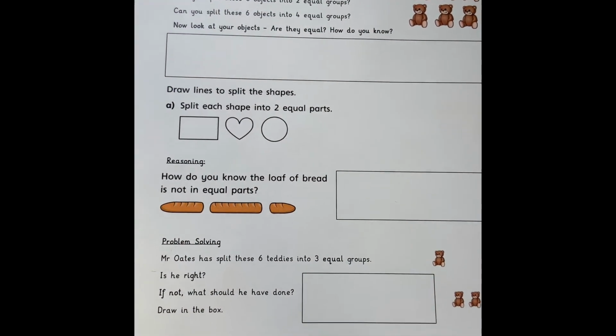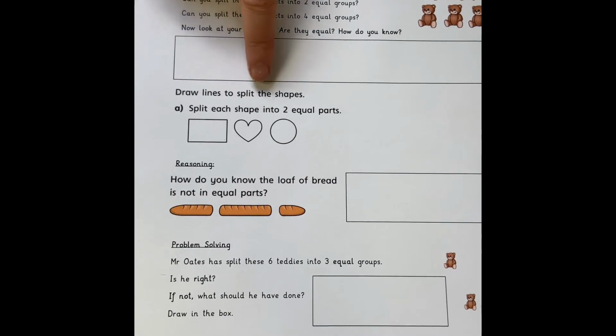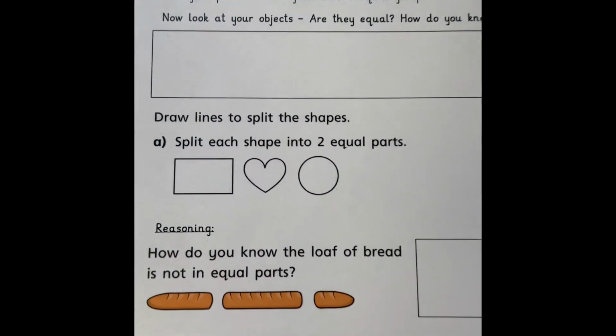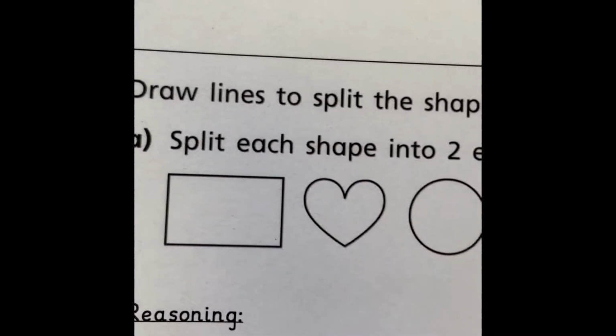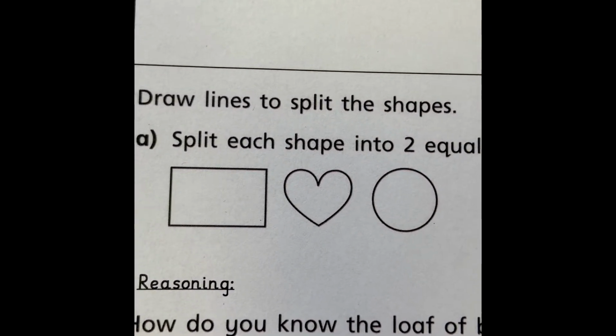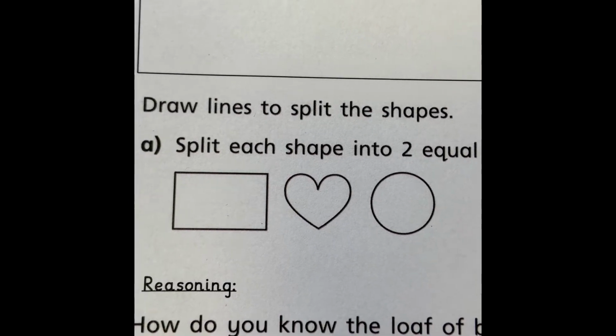Now you can draw the lines to split the shapes. Split each shape into 2 equal parts. Okay, so you can draw a line to split these into 2 equal parts.